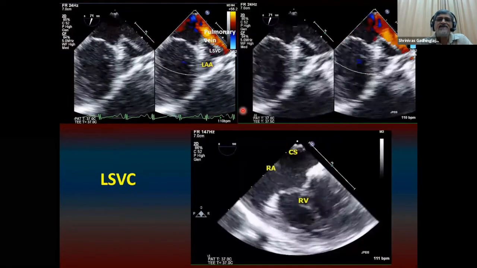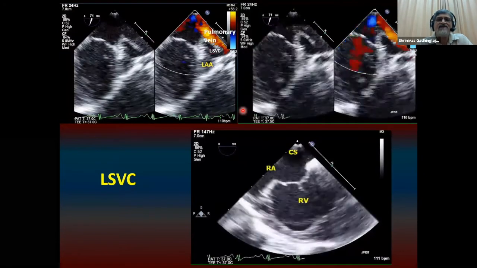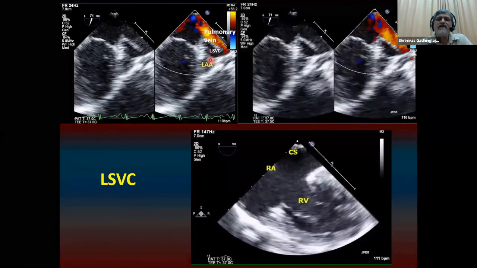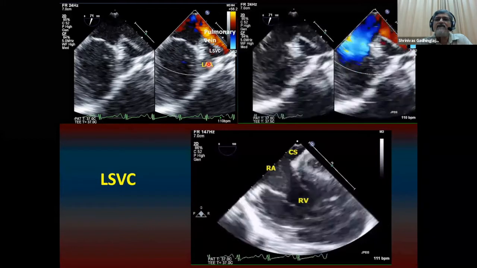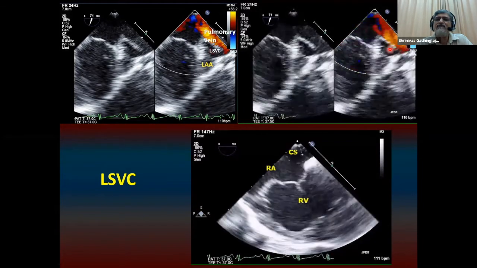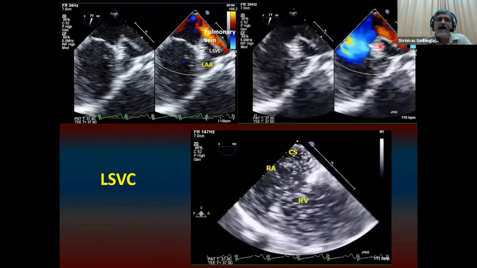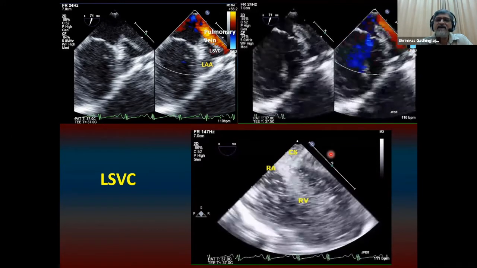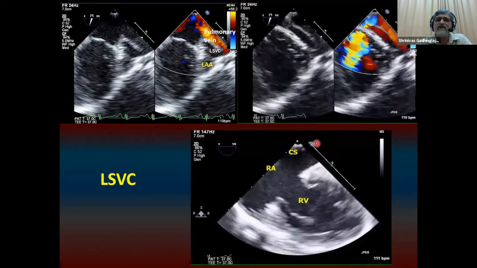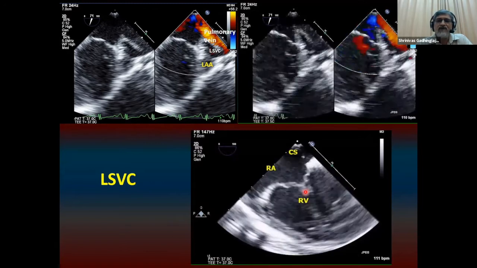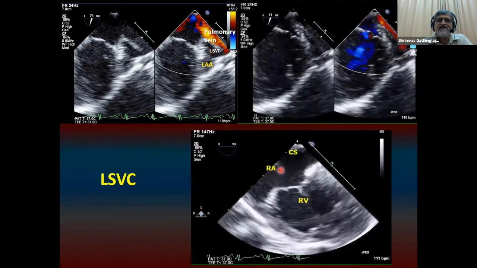Then this is the LSVC. We have already seen the right SVC. Now the LSVC is usually sandwiched between the left atrial appendage and the left pulmonary vein. You can see here the LSVC, the left pulmonary vein, and the atrial appendage. And if you inject agitated saline in the left hand vein, characteristically you see the microbubbles coming out through the coronary sinus into the right atrium. So this is how you can identify the bilateral SVC.